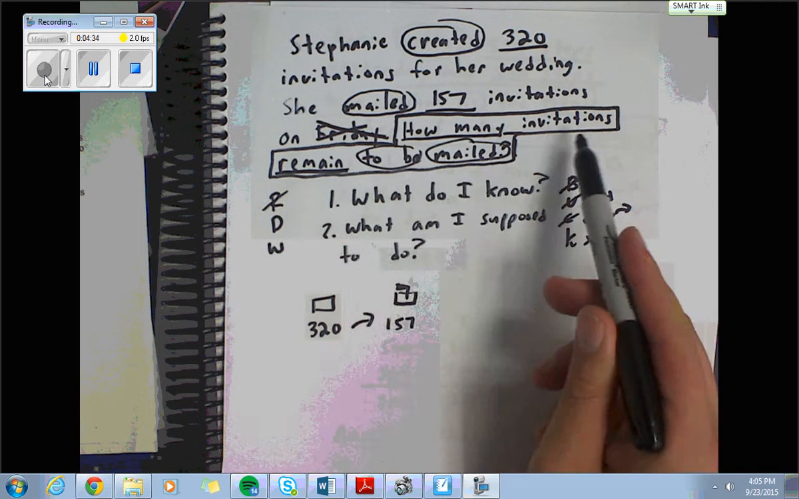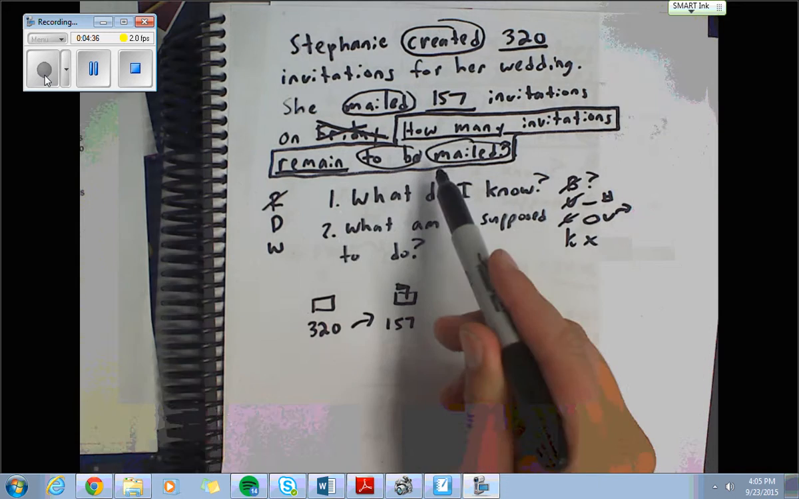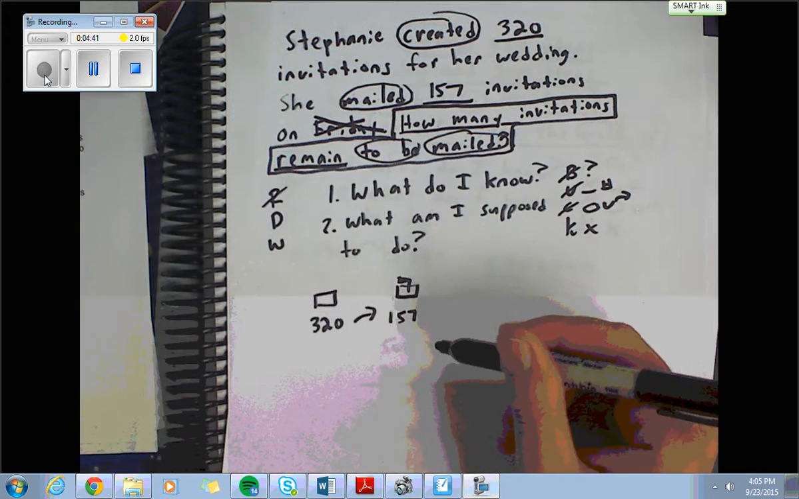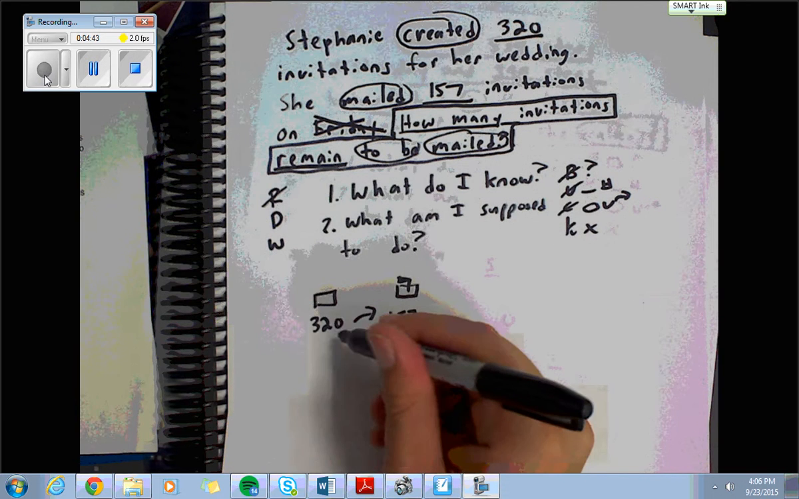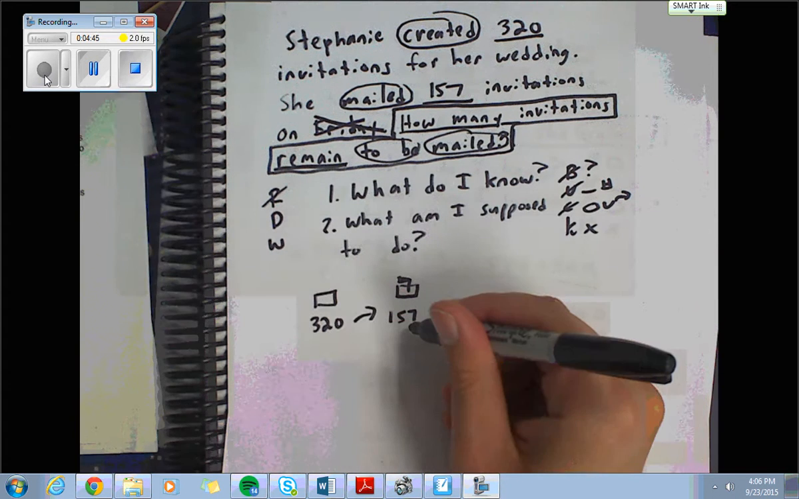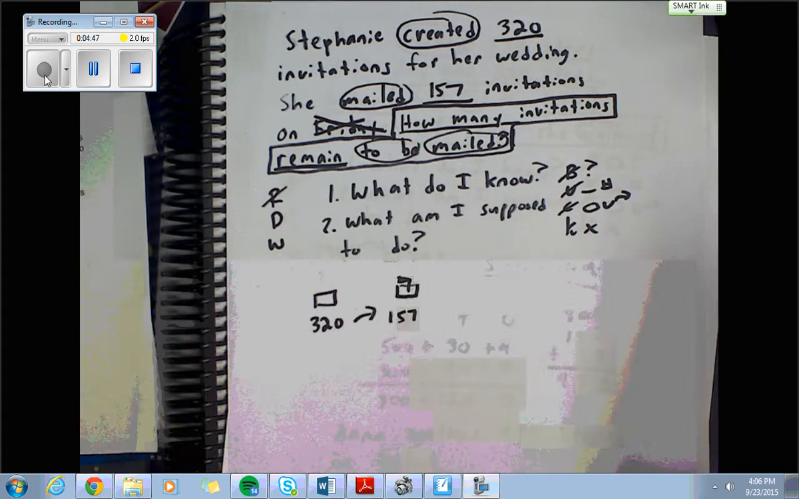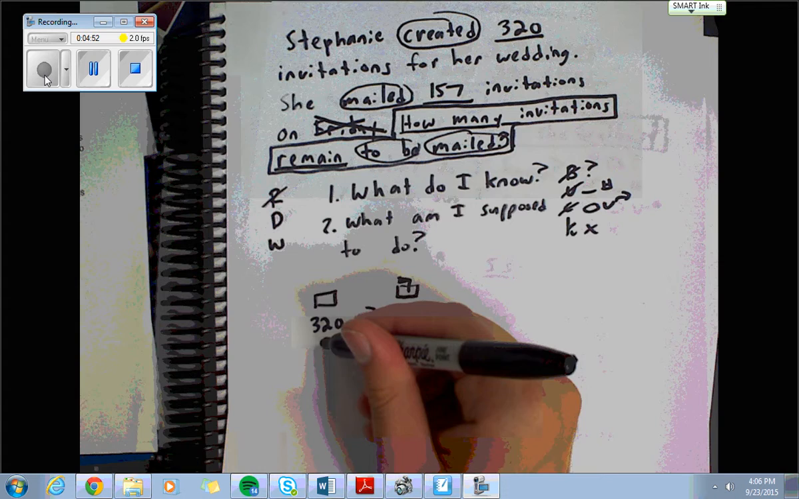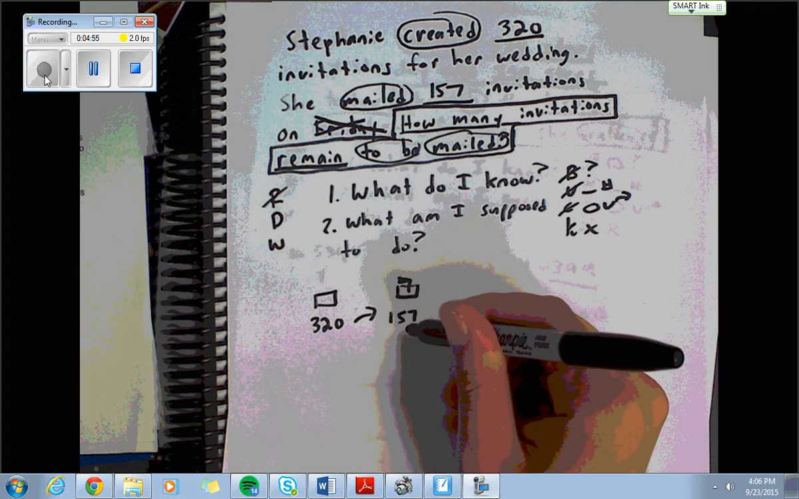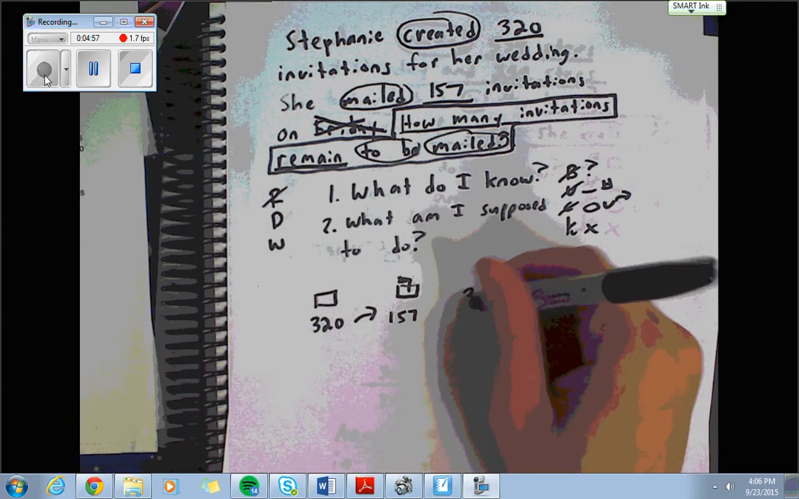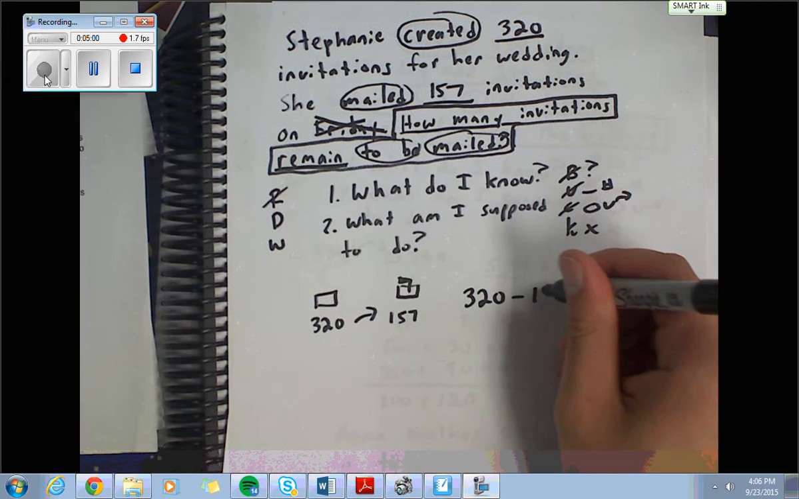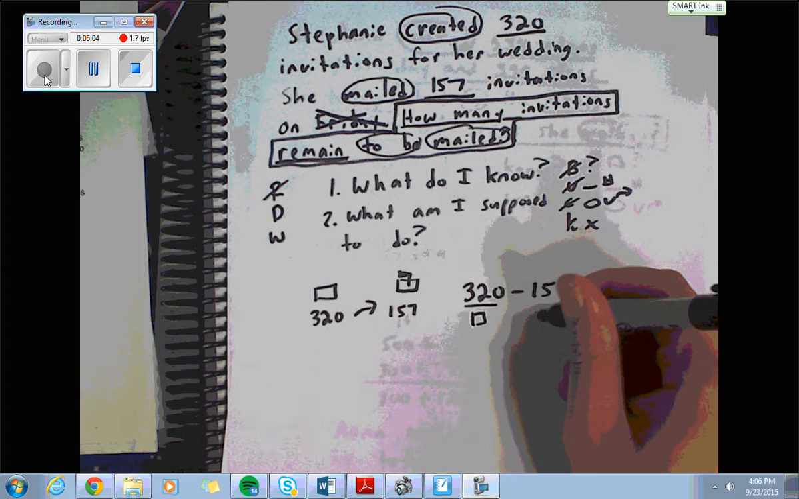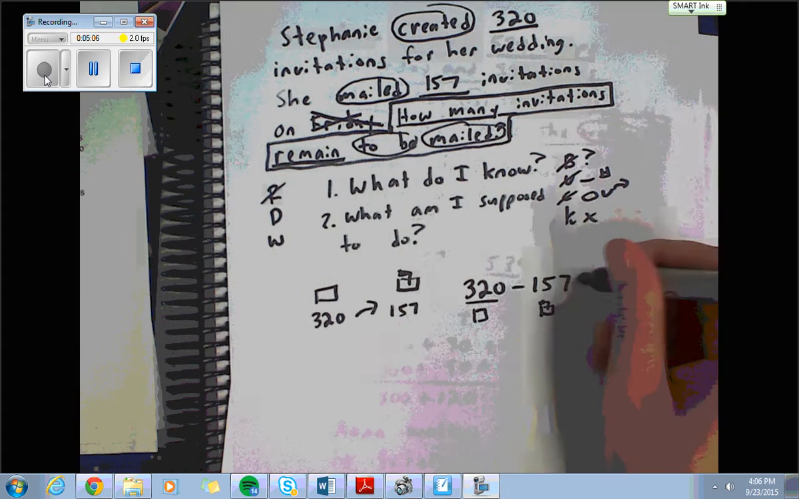How many invitations remain to be mailed? Basically, how many invitations are left to be mailed? So I've got to figure out, she had this many invitations to start, she mailed off this many, how many are left over? Since I'm finding a difference between what she had and what she sent out on Friday, I'm looking at subtraction here. I'm finding a difference between 320 and 157. So she had this many. She mailed off this many. How many are left?